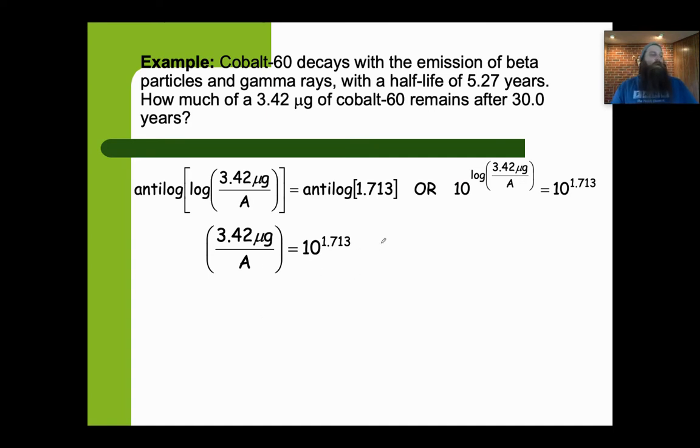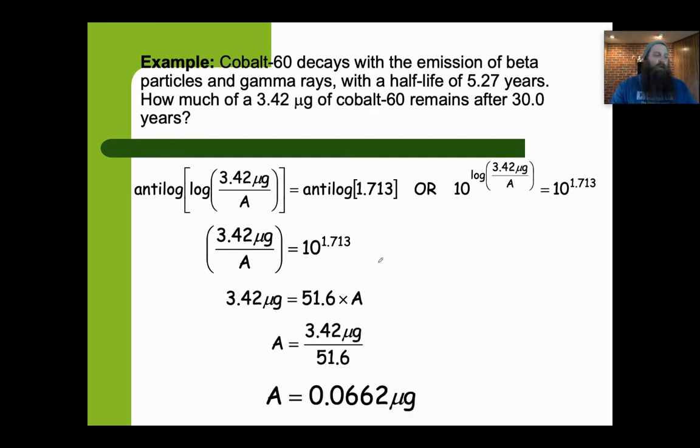And now, once we've gotten this far, we are just back in the realm of regular algebra. We're going to multiply A to both sides, simplify 10 to the 1.713, and divide, and we're going to find that A is 0.0662 micrograms. This step right here is the only new step that we're really talking about. Once you get your logarithm simplified as much as you can, to get rid of the logarithm, just set both sides as a power of 10.